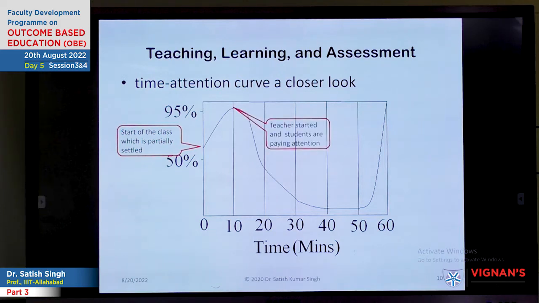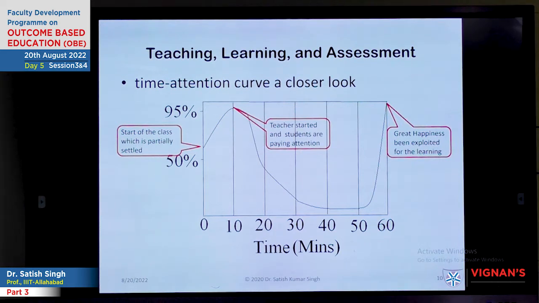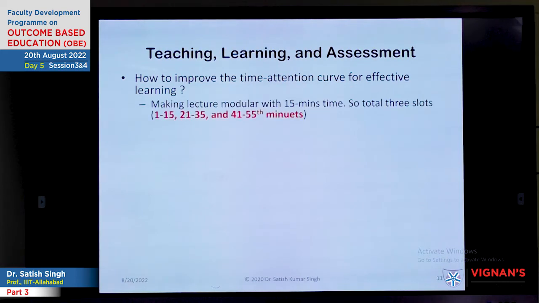Teacher is started and the students are paying attention. So, we assume that this is maximum at this point. And as already observed by you people, so great happiness being exploited for the learning. It is possible. What is this happiness? Just end of the lecture. Everybody is sure. Here we go. So how to improve? Let's see.